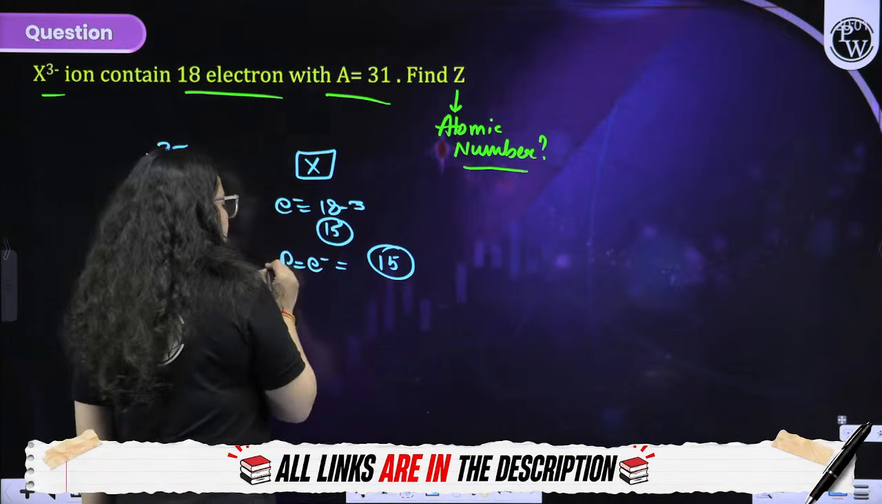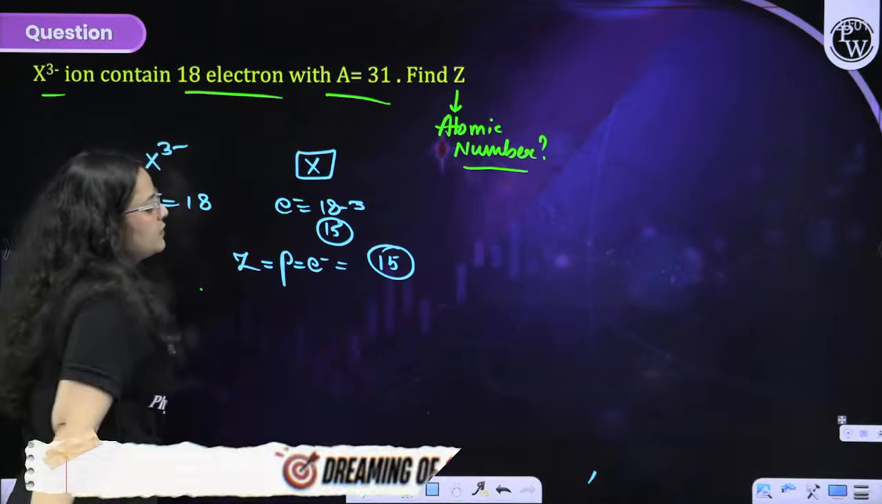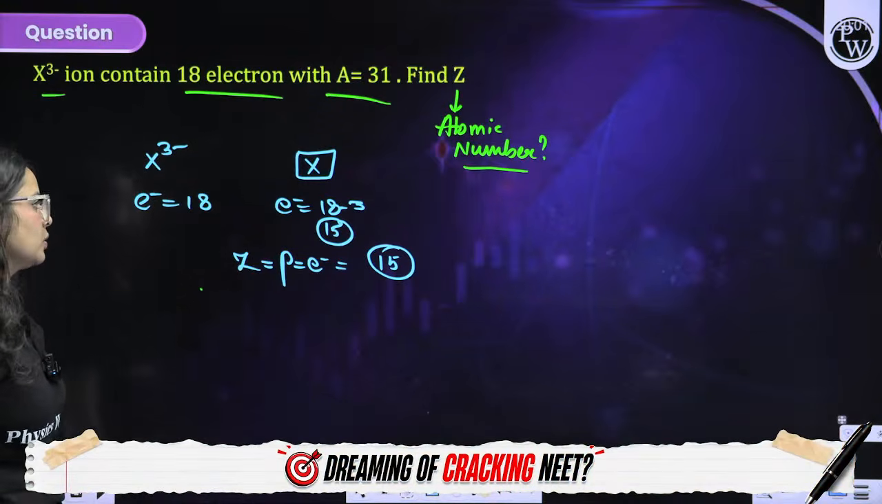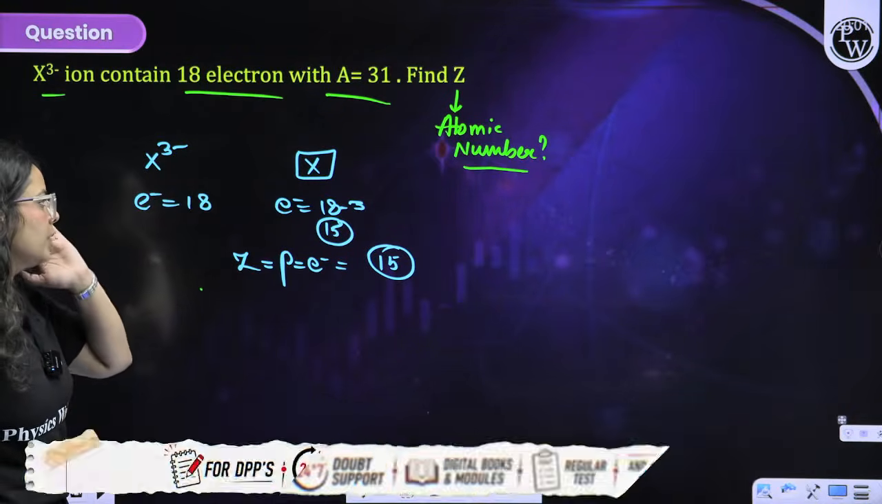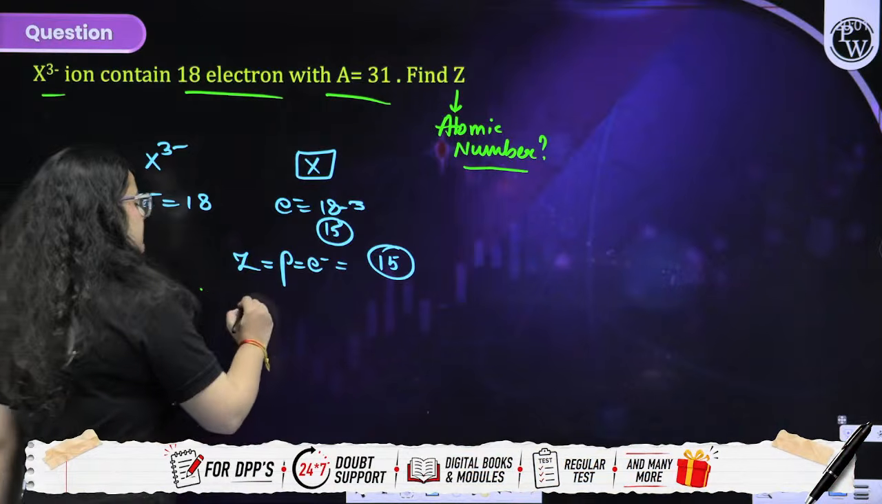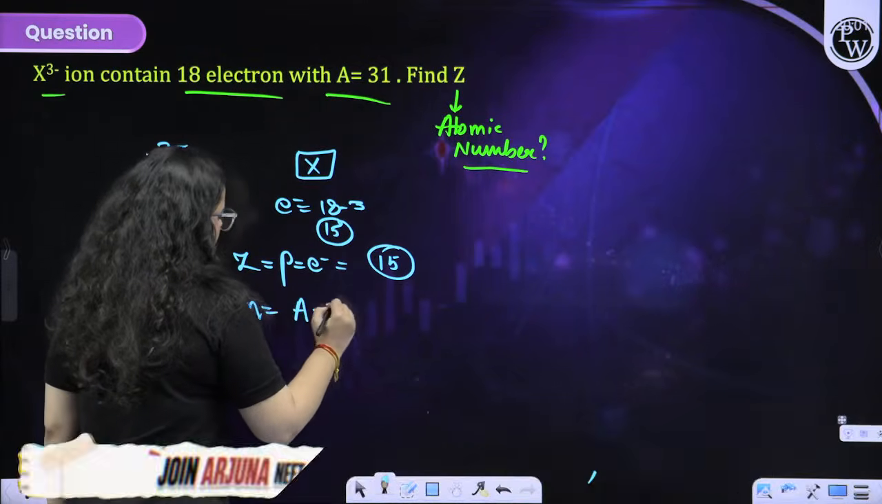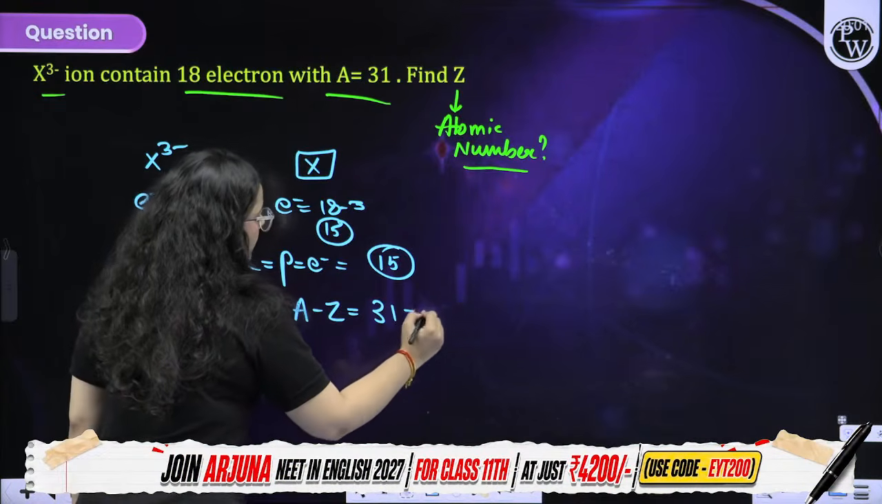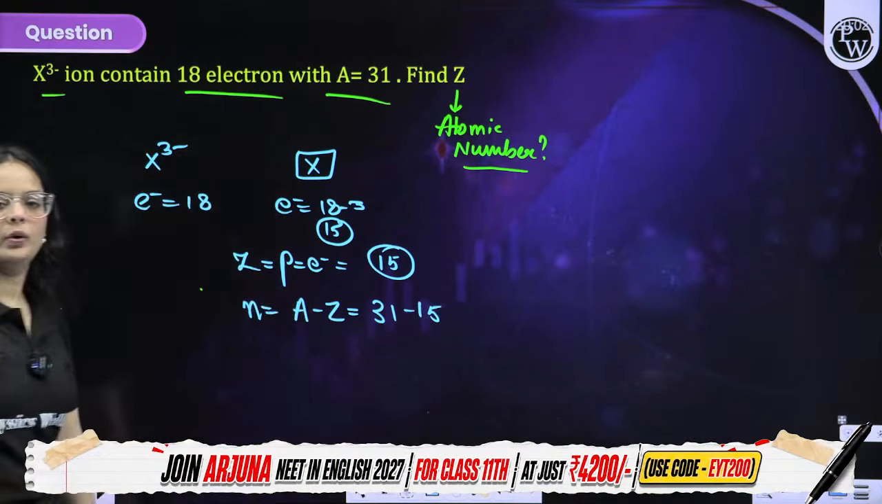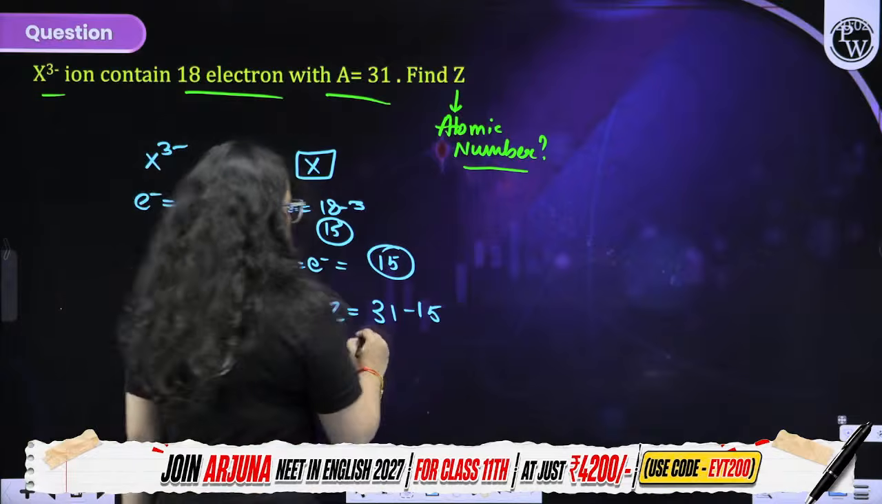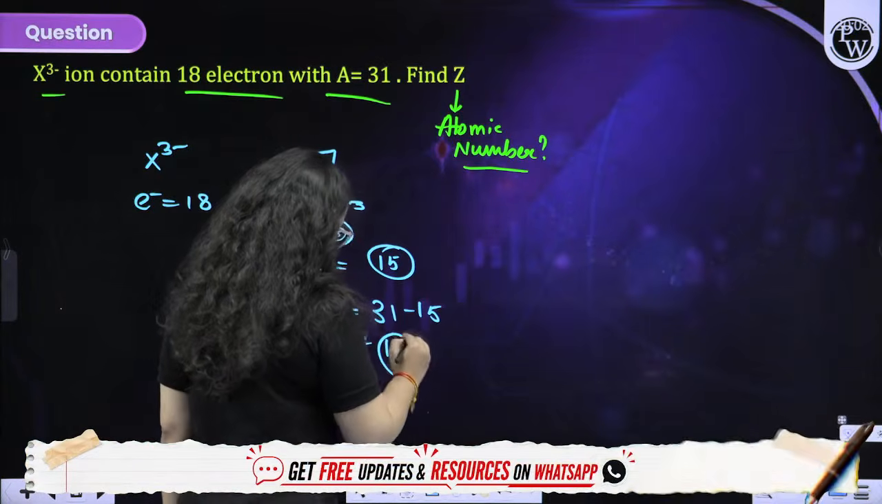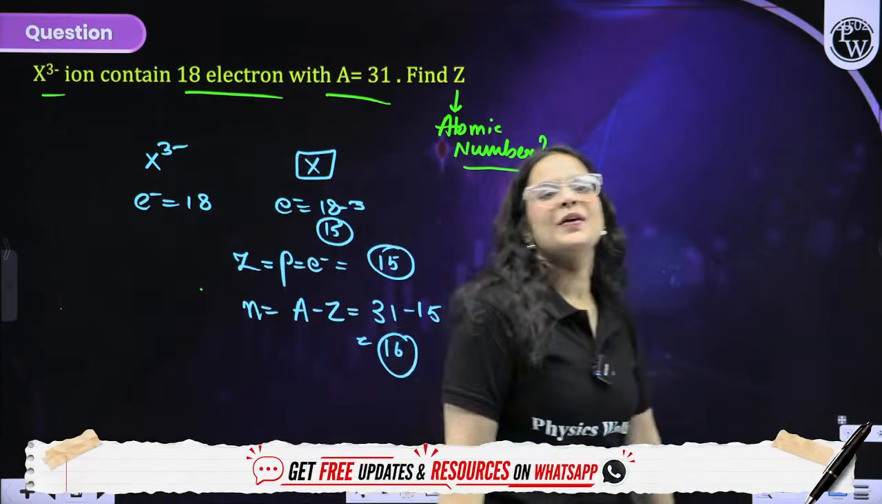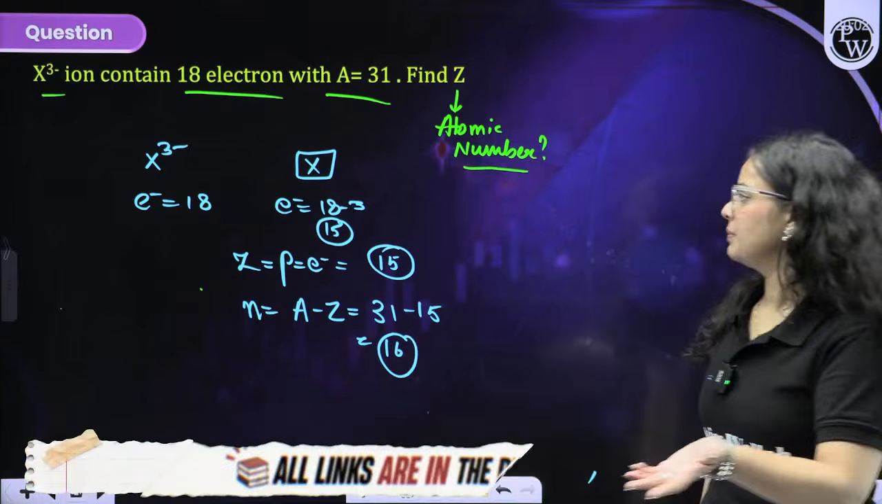So atomic number will come out to be equal to proton number, that is 15 only. So this is how you have to answer the question. If they are asking about the neutron number, you can easily find that by subtracting A minus Z. A is 31 and Z is 15 over here, right? Clear everyone? So you're getting the number to be 16. So this is how you have to solve this question. Very nice, very simple question it was.